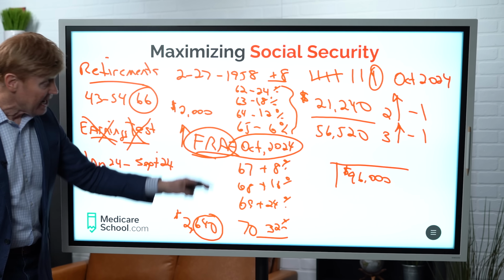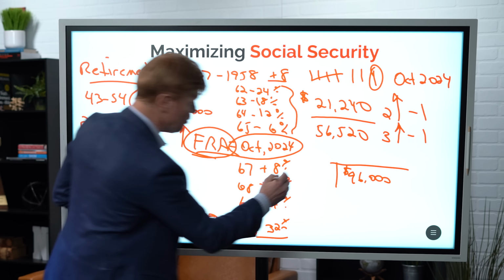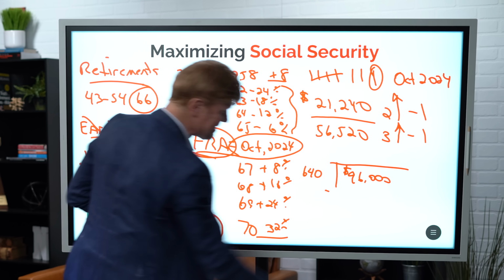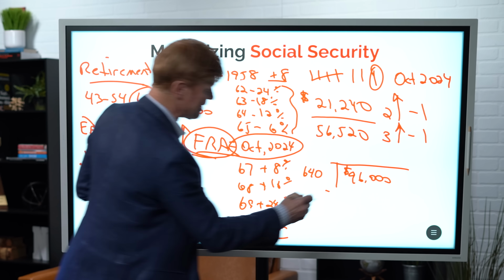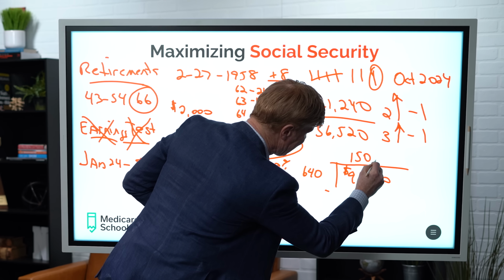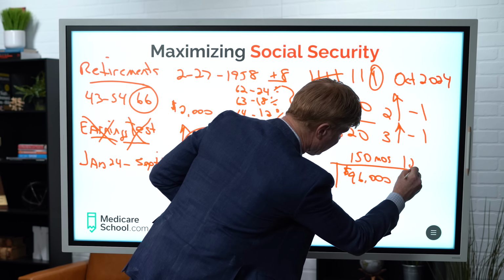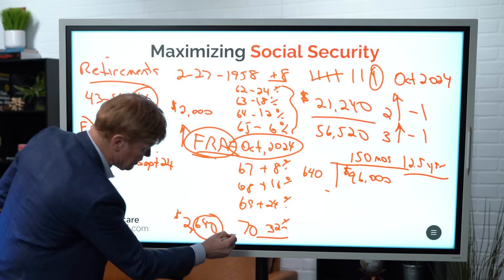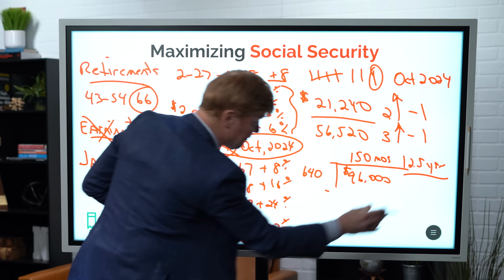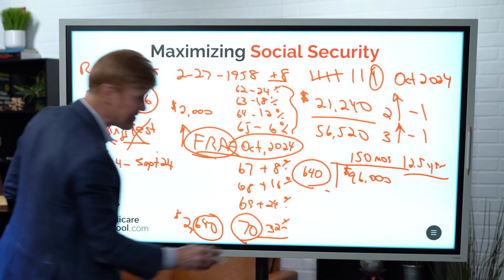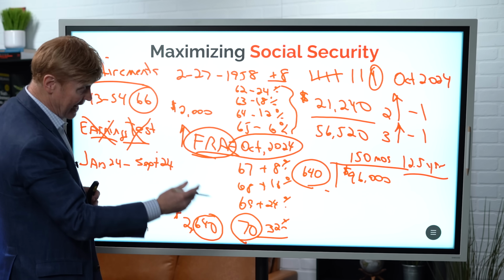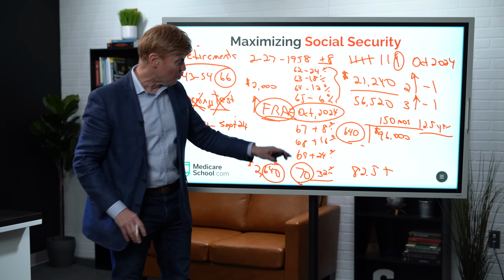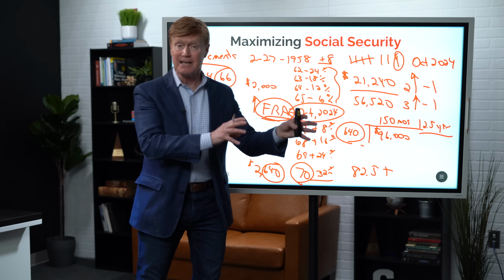If I wait down here, I get $640 more. So we take the $640 into the $96,000. I've done the math in advance, and that's actually 150 months, which is 12.5 years. Okay, so my break even is what? If I go to age 70, I've got to live another 12 and a half years to know that it was worth that additional $640. So I have to live to be 82 and a half years old or longer, and I'll know that it was worth it to go ahead and delay taking my Social Security.